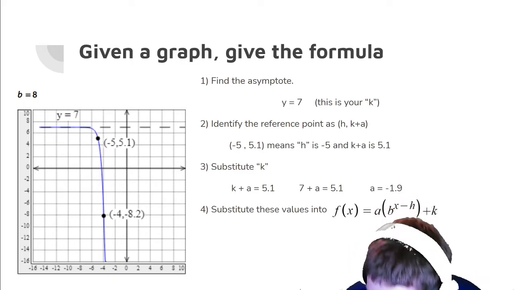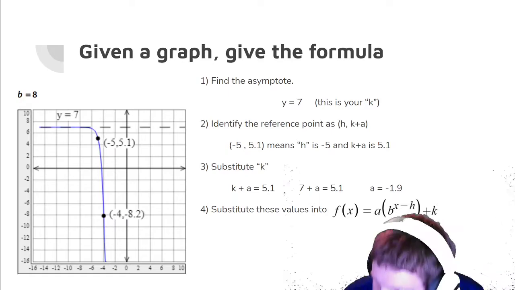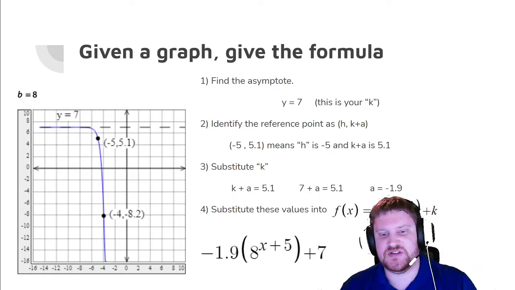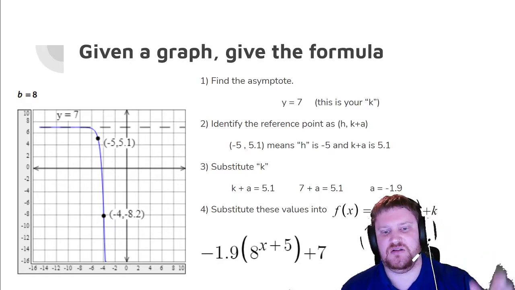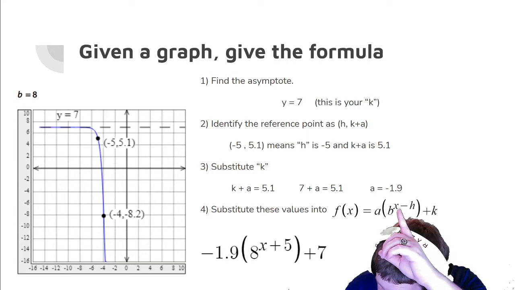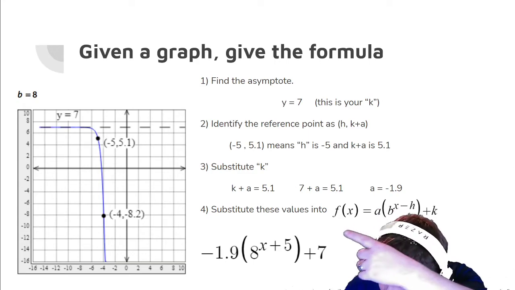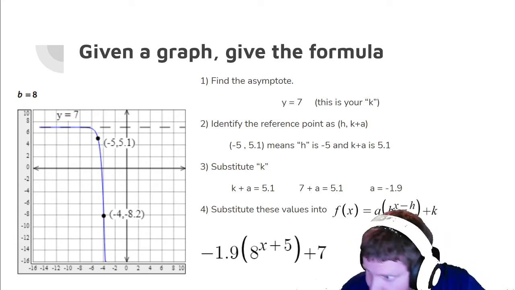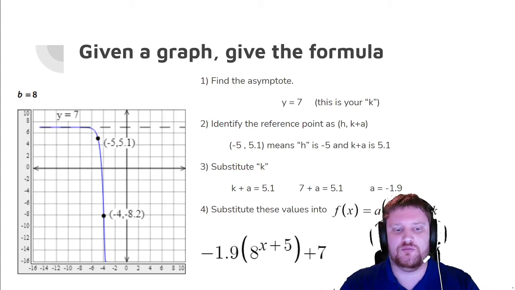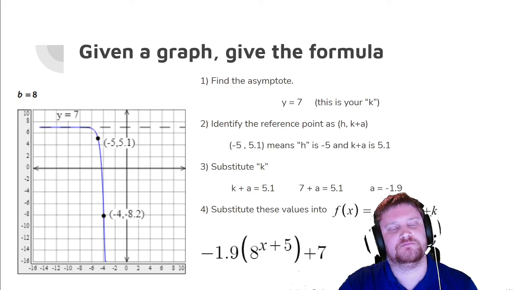So let's just take that formula and plug it in. A is -1.9, b is 8, h is -5, but remember, the negative is also in the formula, so negative h gives me +5. And then we have +7 on the outside for our k. They gave you a graph, we've given them the formula. That's all there is to it.